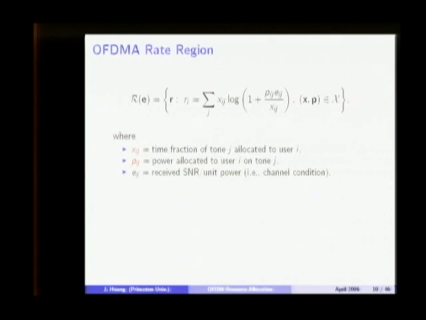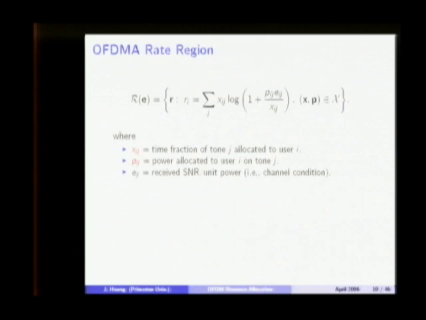In the scheduling problem we have to choose a rate from the rate region. So the first problem is how to characterize the rate region. Here is the rate region for the OFDMA system. This is the vector of all users. This is the rate of user i, corresponding to the achievable rate from all the carriers that are allocated to this particular user. Here the variable xij is the time fraction of carrier or tone j allocated to user i. The pij is the transmission power allocated to user i on tone j. And eij is a parameter which represents the received signal-to-noise ratio per unit power, which represents the channel condition in the current scheduling time slot.